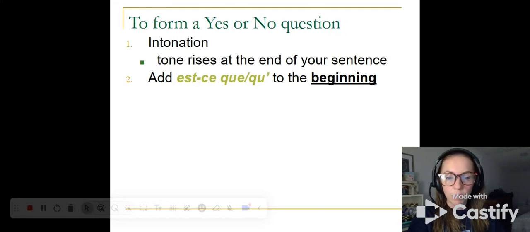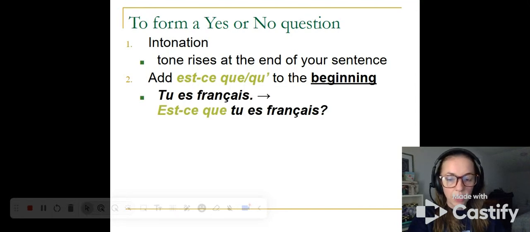All right, next up, we can take our statement and start it with est-ce que. We're going to put that on the beginning of our sentence, and it becomes a yes-no question. So, tu es français, you are French. If I say, est-ce que tu es français? Now it's, are you French? Question mark.